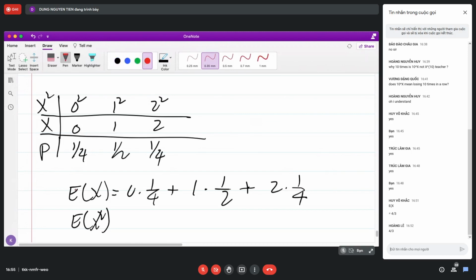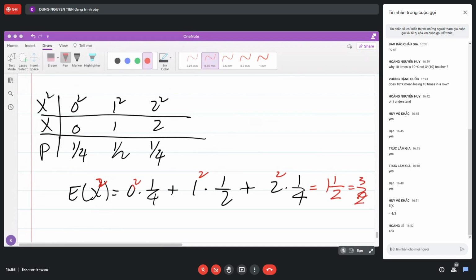Okay. Then the mean of x squared is simply the mean of this one, right? You get 0 squared, 1 squared, 2 squared. That's it. And then the answer should be what? You get 1 and a half, right? 3/2. You get 3/2. Therefore, we have the following formula for the second moment: the expected value of the random variable x squared.